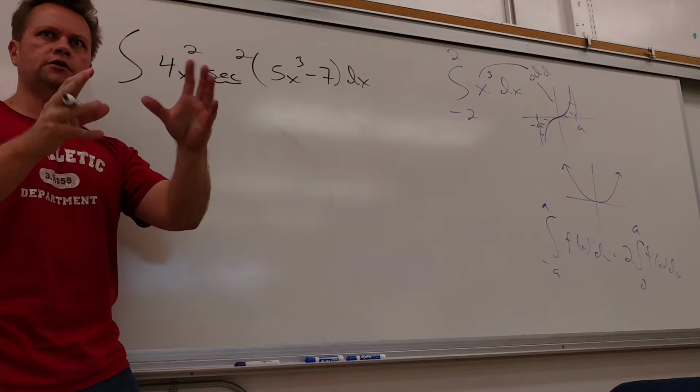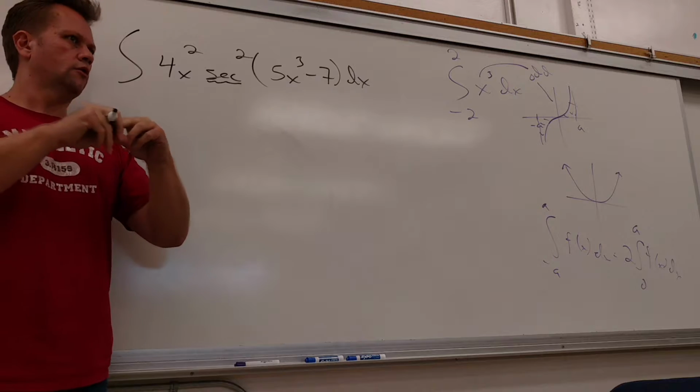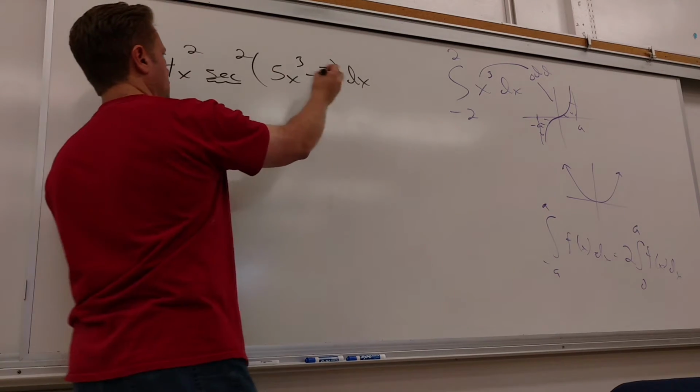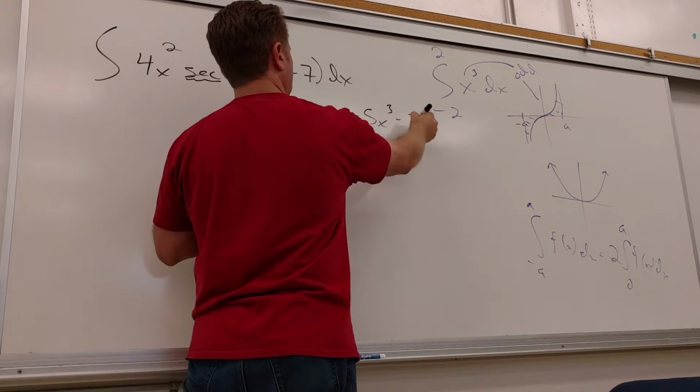So help me out here. What did we learn yesterday? What's a good first step? Figure out u. All right, cool. So we can figure out u, and what's u going to be? 5x cubed minus 7. I like it.